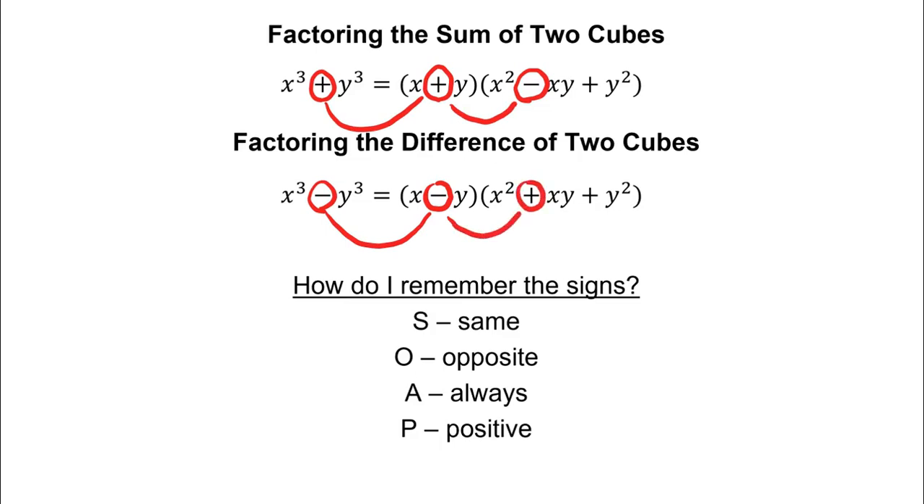And then A and P stands for always positive. The last sign, or the sign between the second and third terms in the trinomial factor, is always positive. No matter if I'm factoring a sum of cubes or a difference of cubes, that sign is always positive. Now that we've identified a strategy for factoring the sum of two cubes and the difference of two cubes, in the next video, we'll do some examples.